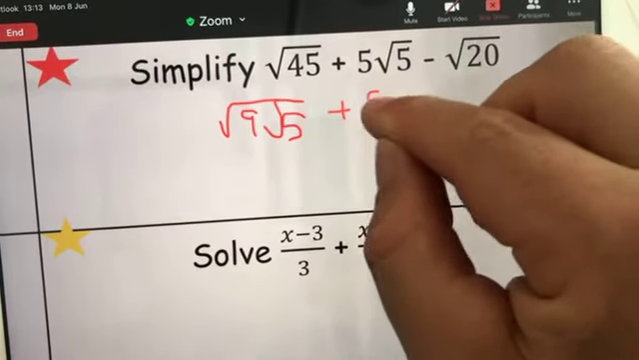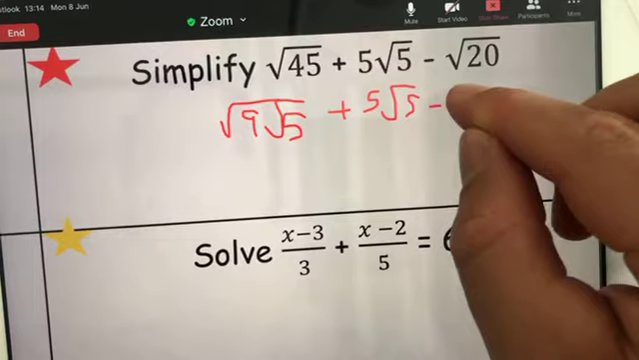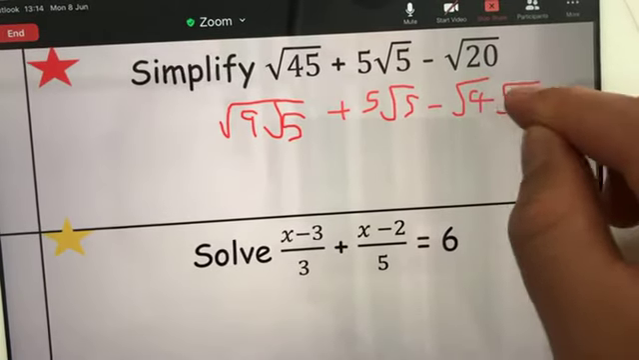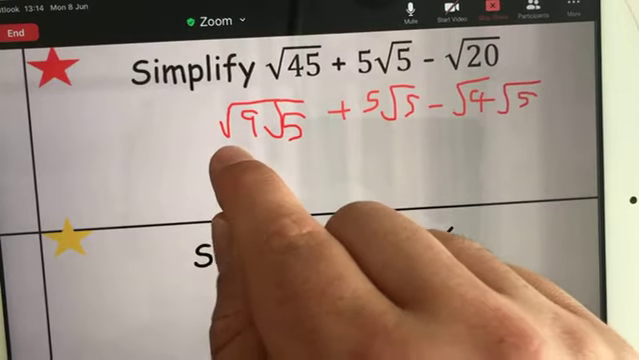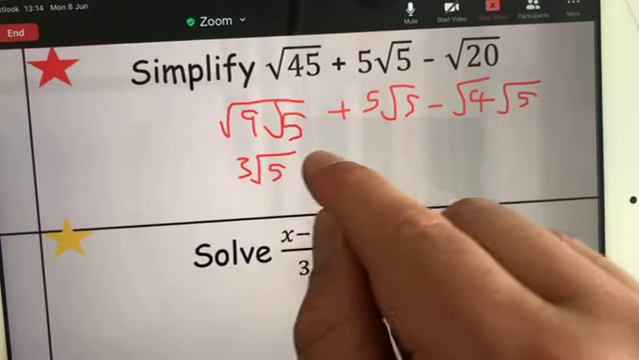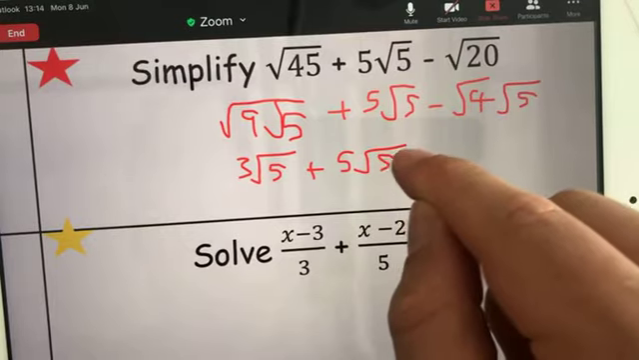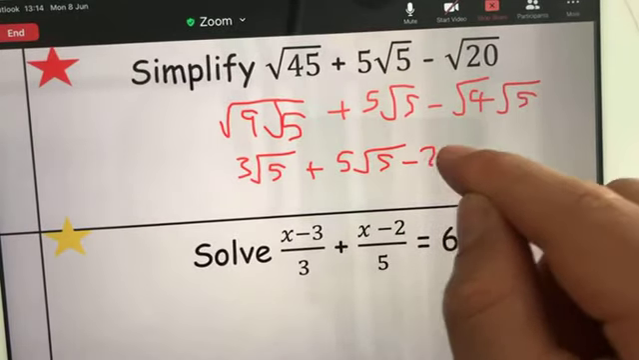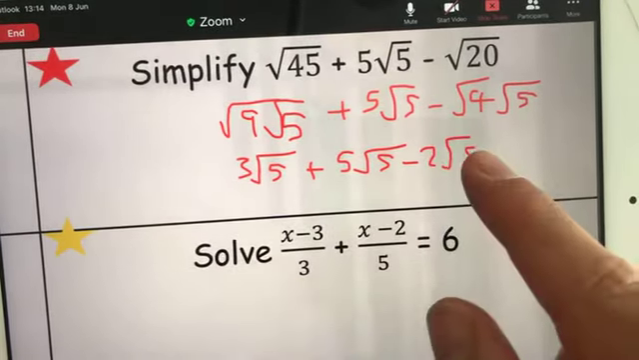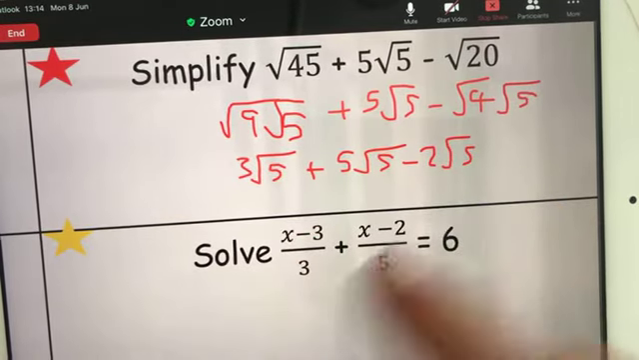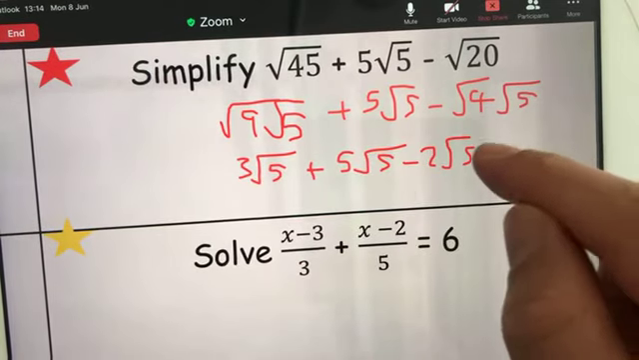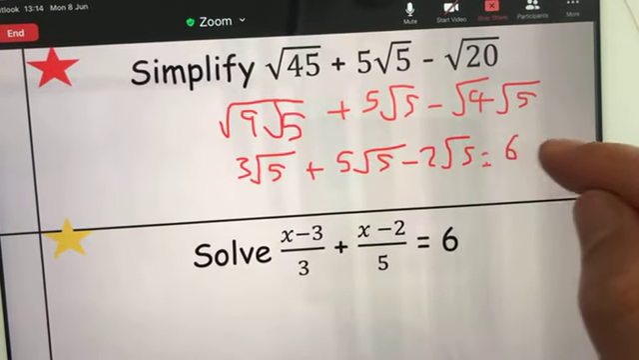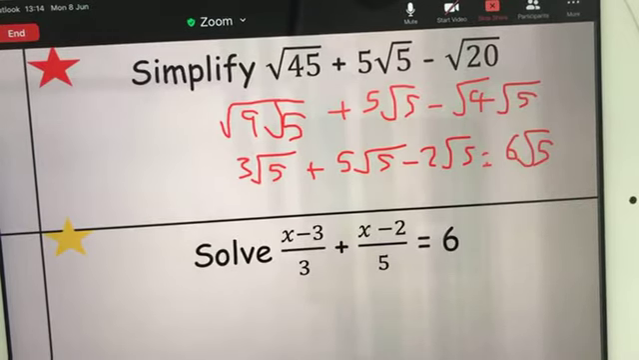That can stay as 5 root 5. This bit, I'm going to break that down into square root of 4 and square root of 5, with 4 being the square number there, 9 being the square number with that one. Square root of 9 is 3. Square root of 5. 5 root 5. Take away, square root of 4 is 2. 2 root 5. This is like you working with x values. It's the same as 3x plus 5x take away 2x. Exactly the same thing. 3 plus 5 take away 2 equals 6 lots of root 5. And that's it for 1 mark. Very, very straightforward.